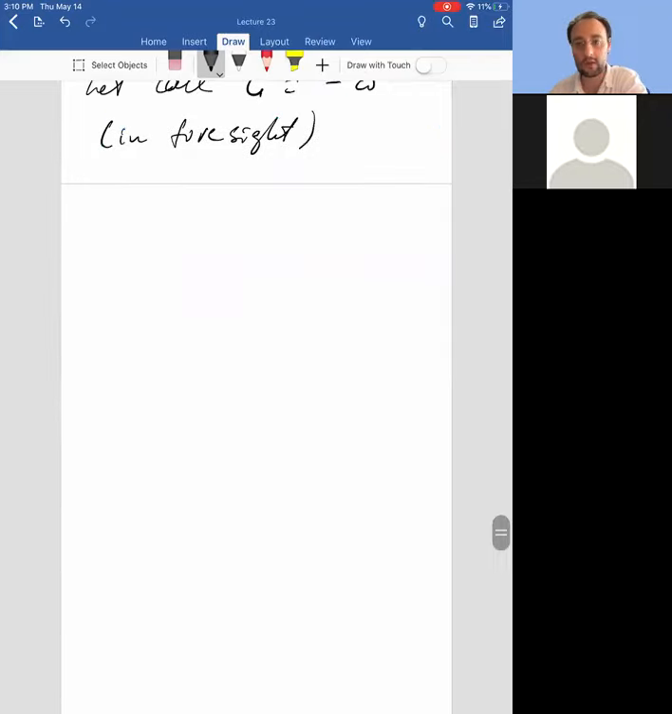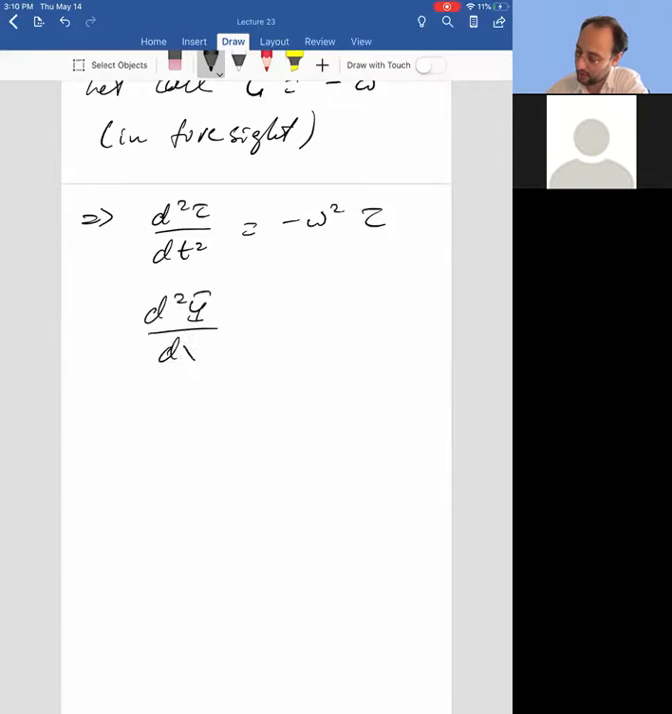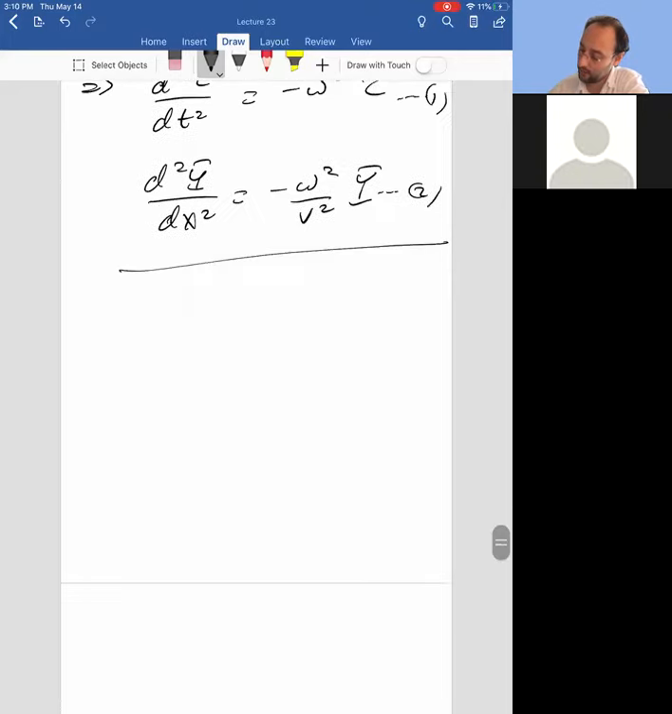In general, I don't have to do this, right? If I am a master of this technique, I don't have to do this. But for teaching, I'm going to do this. Okay? And so then what we have is d squared tau dt squared equals minus omega squared tau, and d squared y dx squared equals minus omega squared over v squared times y. So this is equation 1, and this is equation 2.